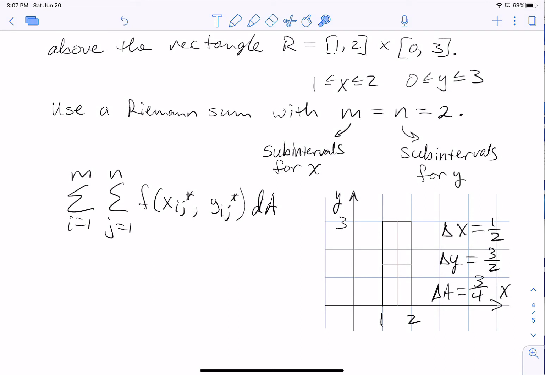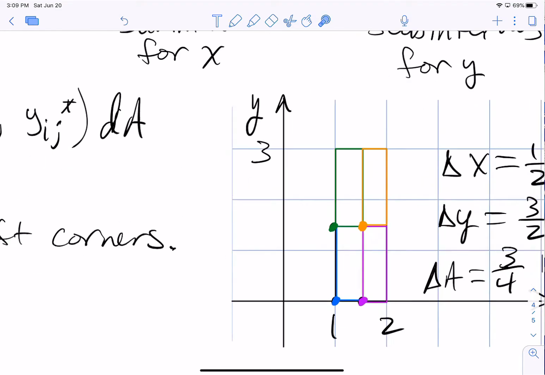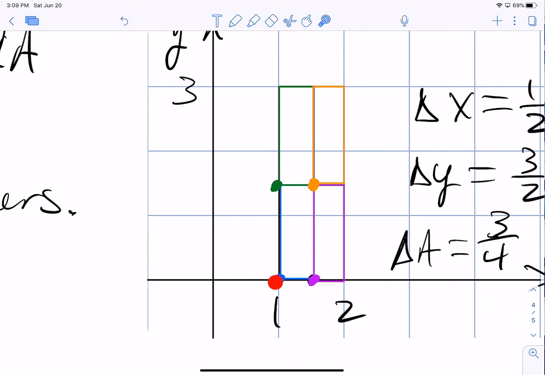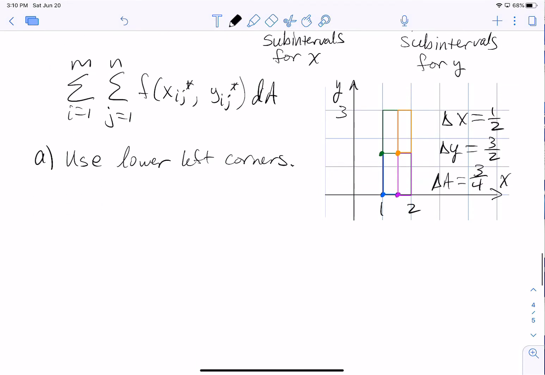As far as our choices for x_ij star and y_ij star, we're actually given a bit of direction here. In part A, we're asked to use lower left corners. For the four rectangles we're looking at, the lower left corners are at (1, 0), (1.5, 0), (1, 3/2), and (1.5, 3/2). I've used some colors here so that you can see what I'm indicating with the lower left corner of each of these subrectangles. Each of these corners is an ordered pair (x, y), and we need to know what the function value is for each of these ordered pairs.